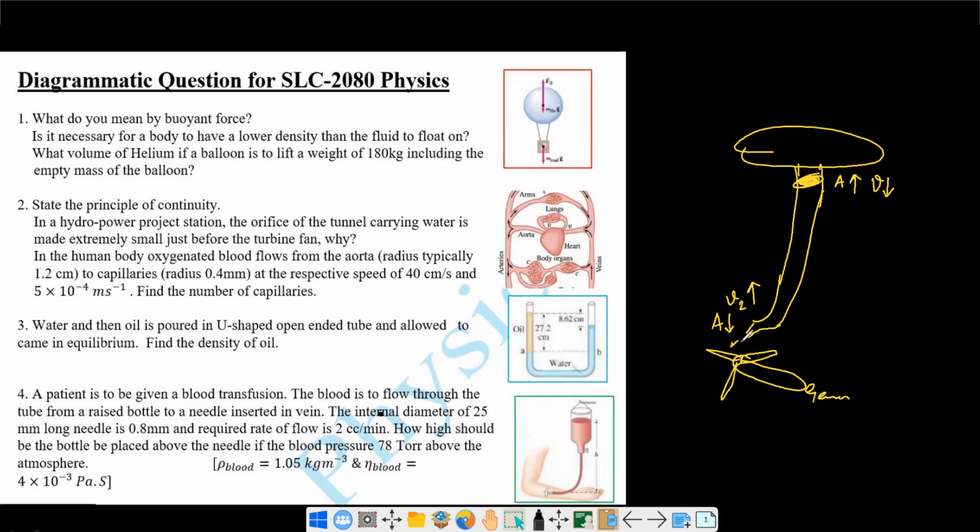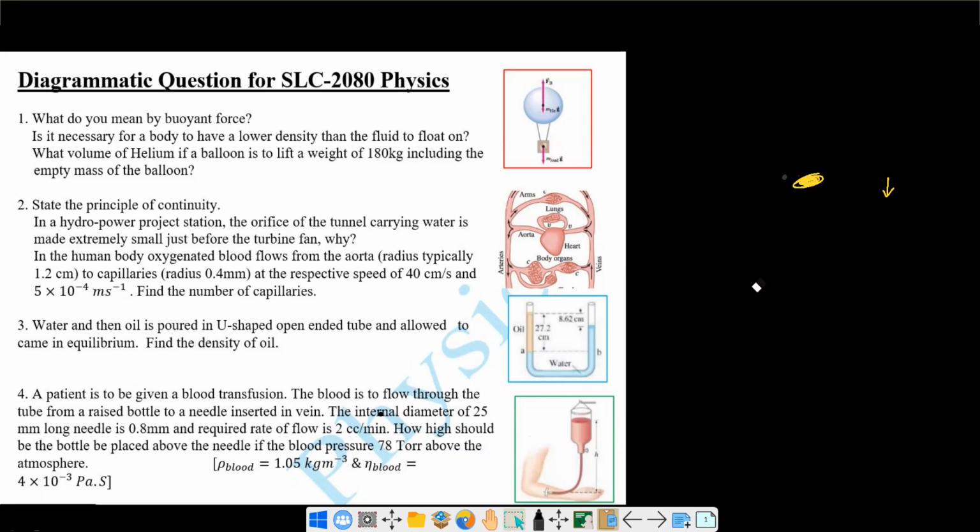then this water will hit the fan with a great force. That's why this turbine will rotate very quickly, and the amount of electricity generated is going to be higher. For that reason, to increase the velocity and the force over the turbine fan, the orifice of the opening of this tunnel tube in very close proximity of the turbine fan is made extremely small. This is the reason for this. So again, here the continuity principle comes into play.